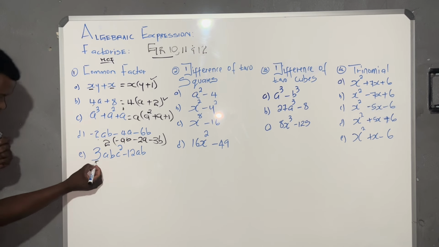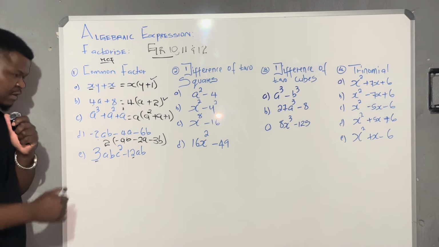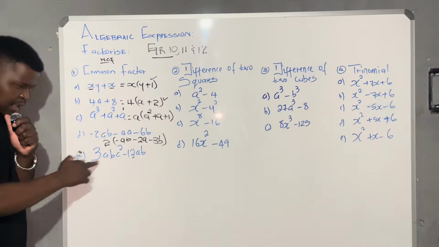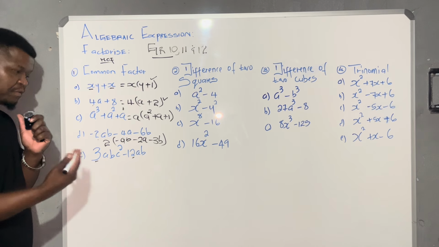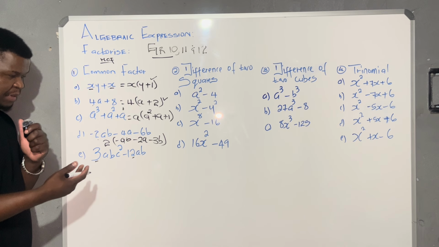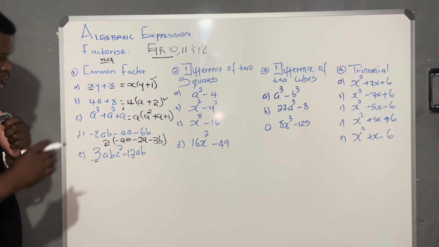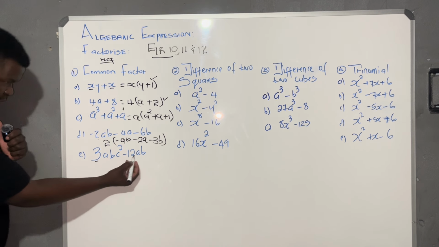I verify 3 and 12. Is there something common between 3 and 12? Yes, because 3, 6, 9, 12. So it means 3 is a highest common factor. Now, let me verify in terms of variables. Variables are alphabets. In mathematics, when you use mathematical terms, alphabets are known as variables. Now, I've got a, b, c. Here I only have a, b.